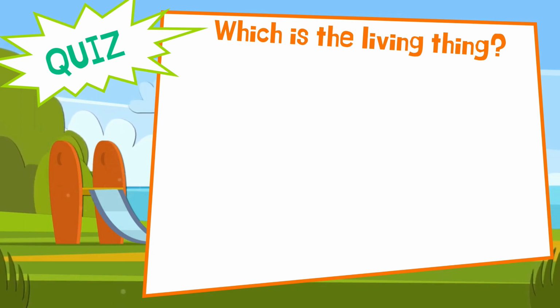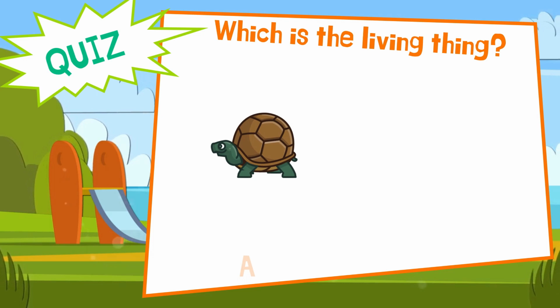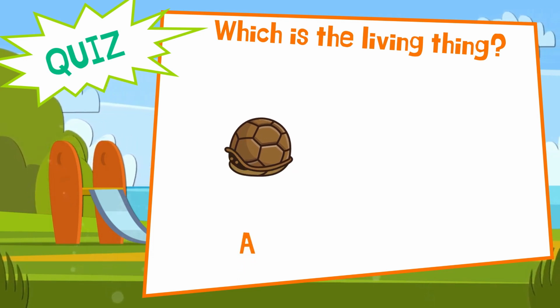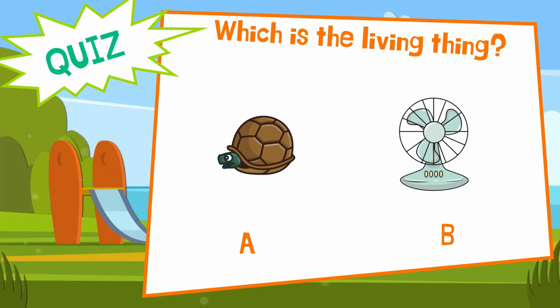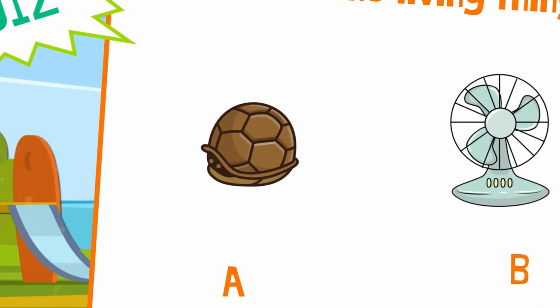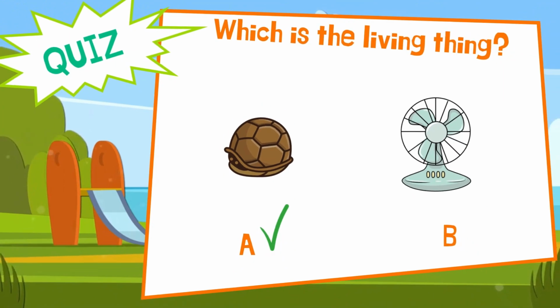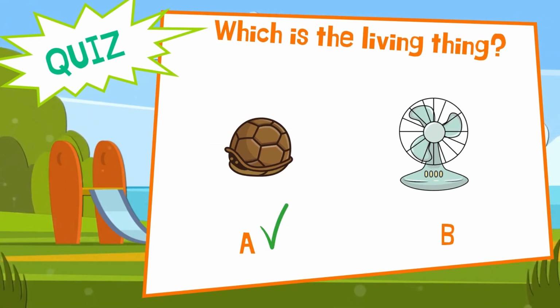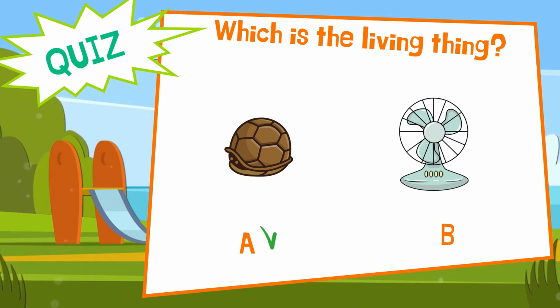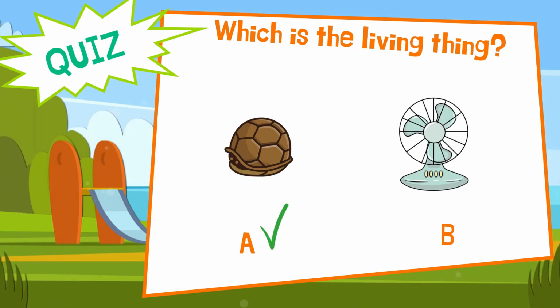The next question, which is the living thing? Picture A or picture B? The right answer is picture A. Turtle is included in animals. Turtle has the characteristics of living things.